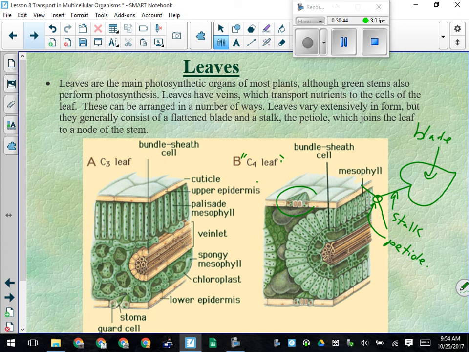All right. Okay, so again, guys, did I put that diagram in your notes package? Okay, so.